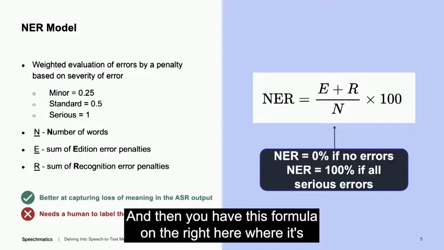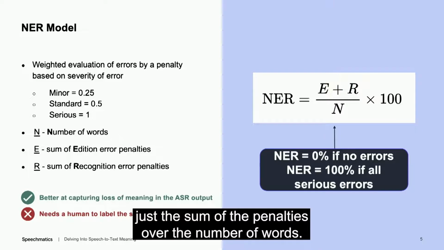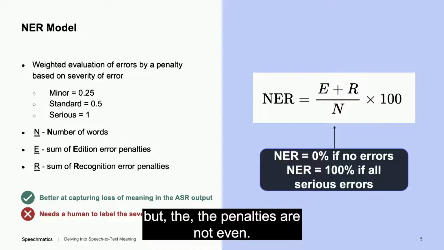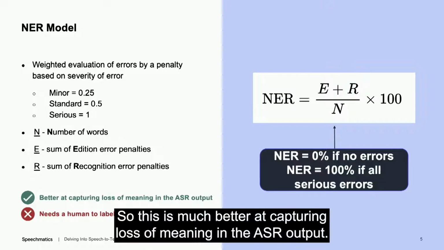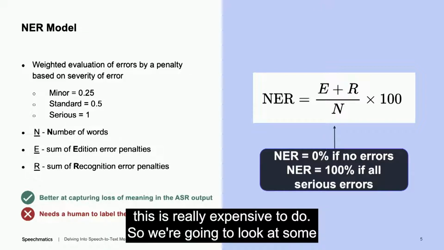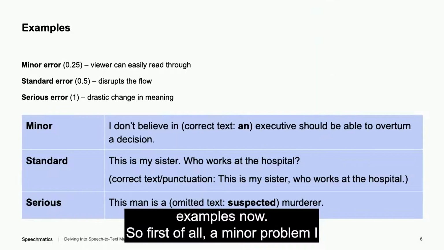And then you have this formula on the right here, which is just the sum of the penalties over the number of words. It's quite similar to word error rate, but the penalties are not even. So this is much better at capturing loss of meaning in the ASR output, but the big problem here is we need a human in the loop, and this is really expensive to do. So we're going to look at some examples now.